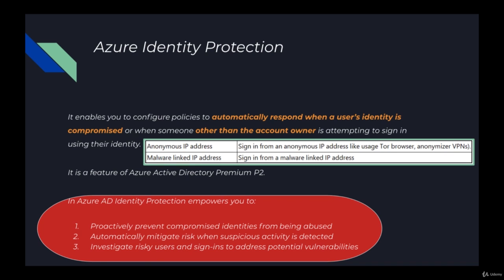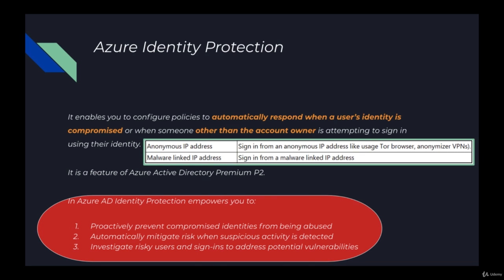So let's say a sign in comes from an anonymous IP address, or some hacker is trying to use a Tor browser or an anonymizer VPN. In that case, it can send an alert or information that some anonymous IP address is trying to log in. It can also tell if there is a sign in from a malware linked IP address. Microsoft has this data from its threat intelligence feed, which it can use in turn to help customers protect the identities in Azure.